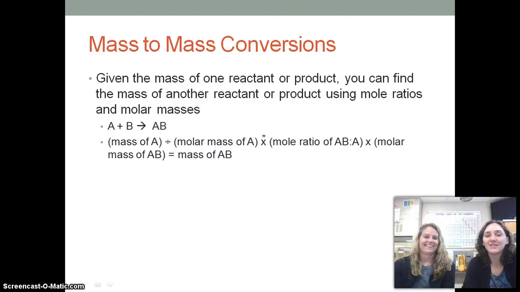Mass to mass conversions. So if you're given the mass of one reactant or product, you can find the mass of another. Okay. So we're just going to take the last one a step further. We're going to start from the mass, go to moles, go to mole ratio, and then go to the molar mass of the other.